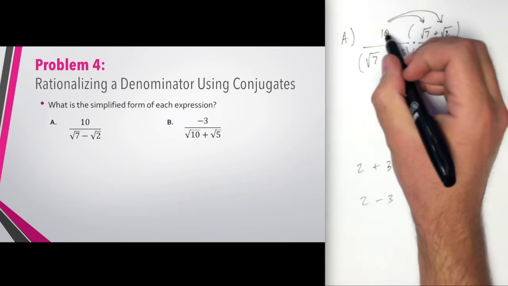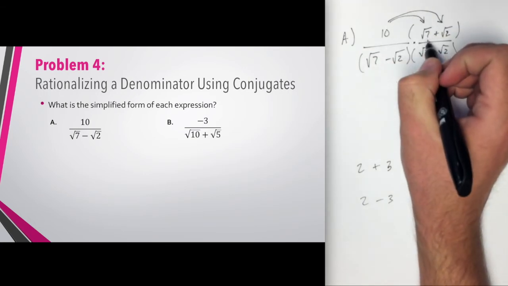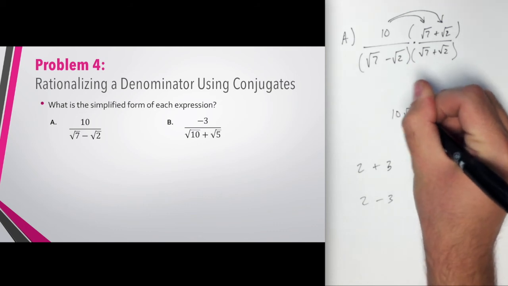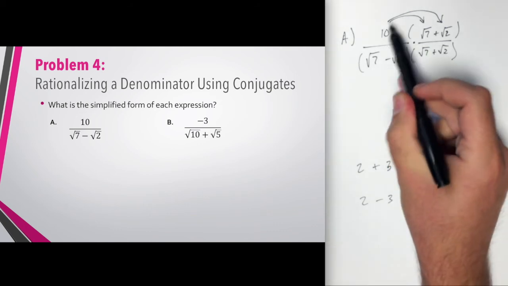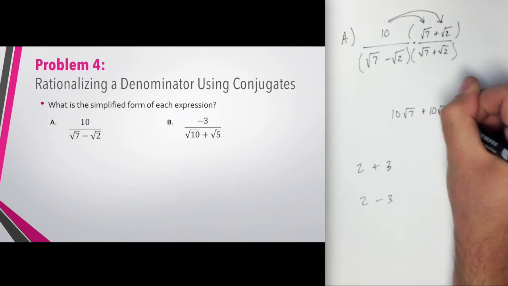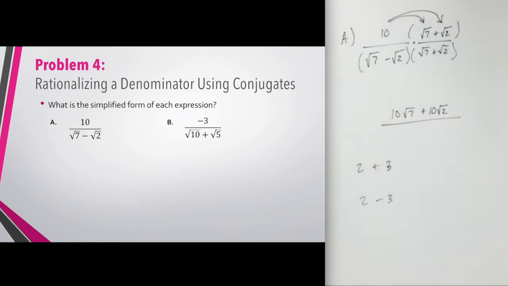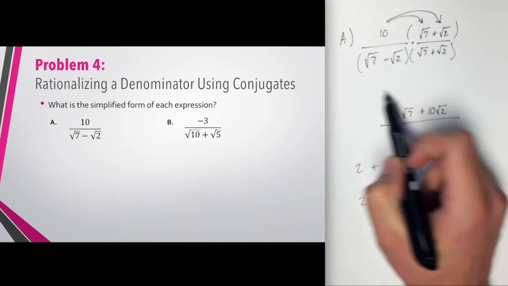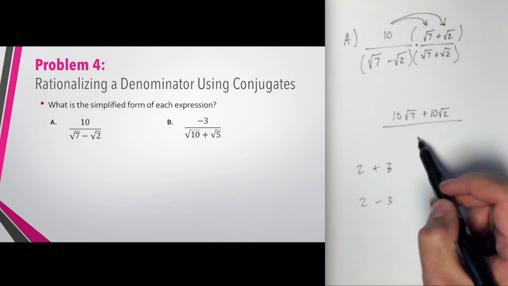So to get this, 10 times the square root of 7 makes 10 square roots of 7, and 10 times the square root of 2 is plus 10 square roots of 2. So that's the top. Now, the bottom, we need to FOIL it. So I'm going to do all that right here, and then I'm going to throw it down into the denominator when we're done.